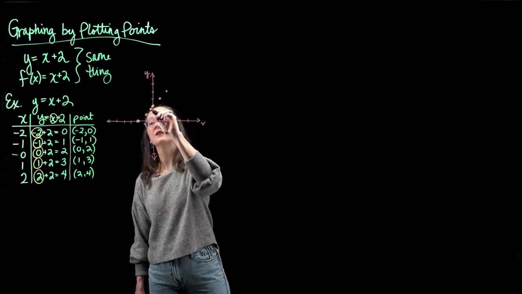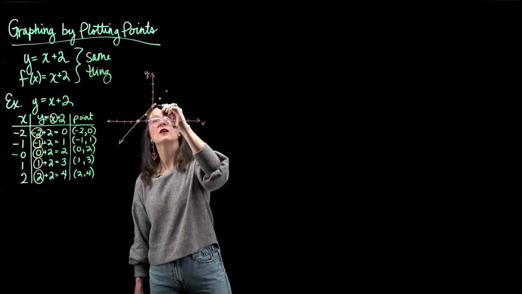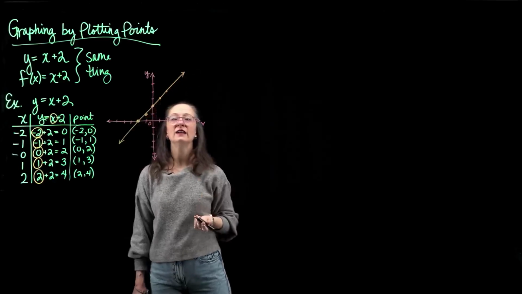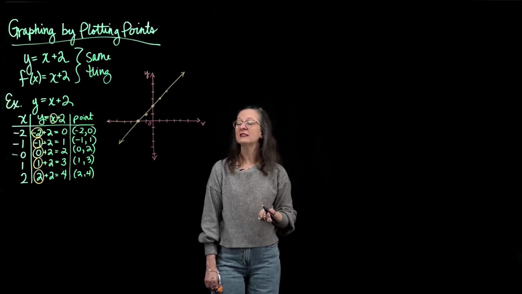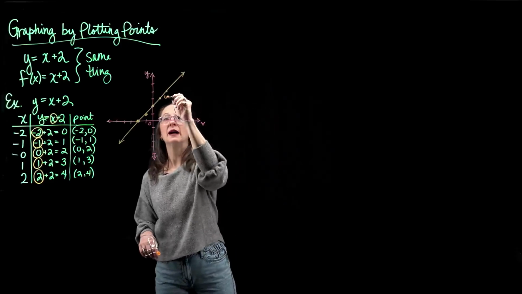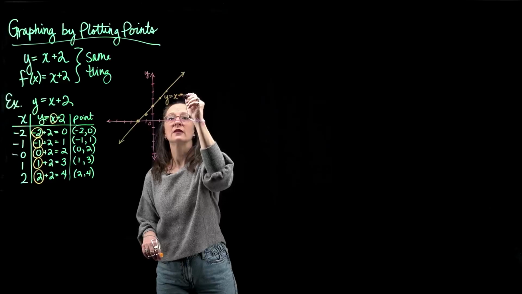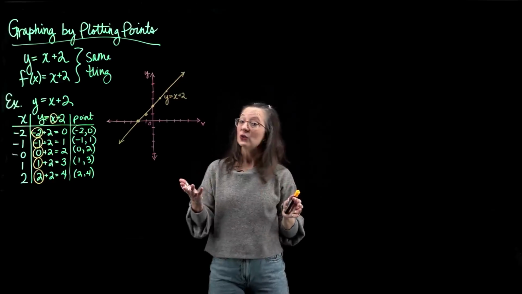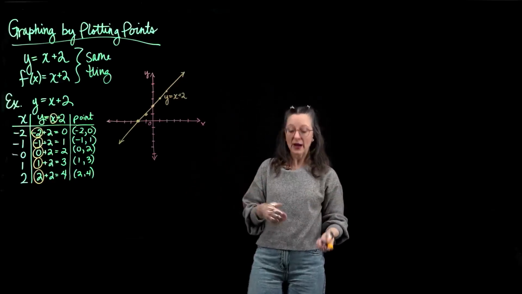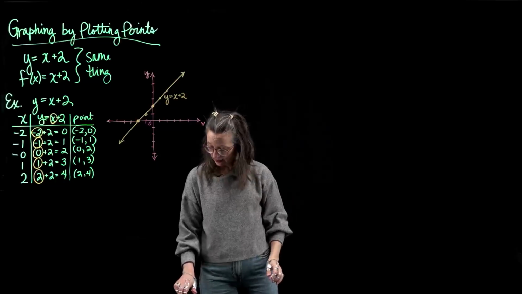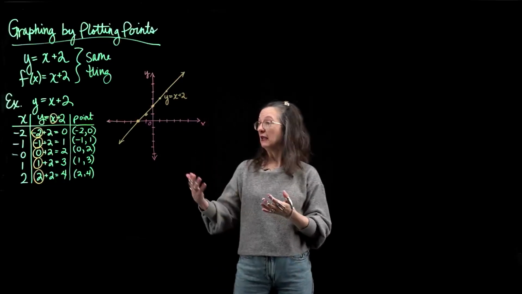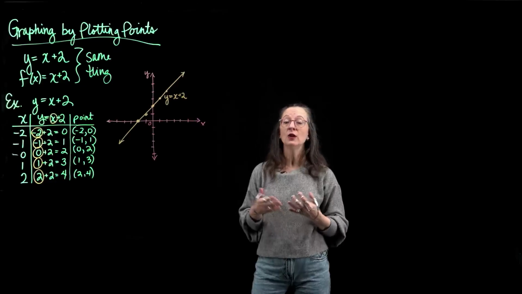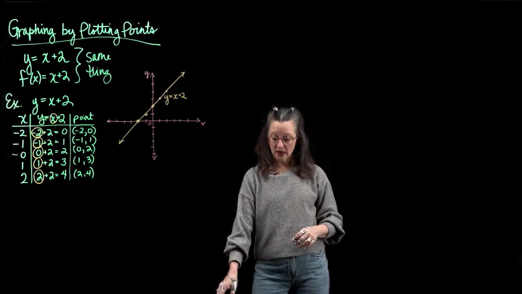I'm going to connect those dots with a straight line. I'll put arrows on both ends, and I like to label my graphs y equals x plus 2. All right, so this method works no matter what y is. If there's any way that we can define that rule, we're going to use the same series of steps.